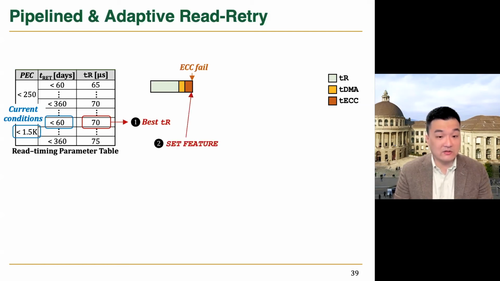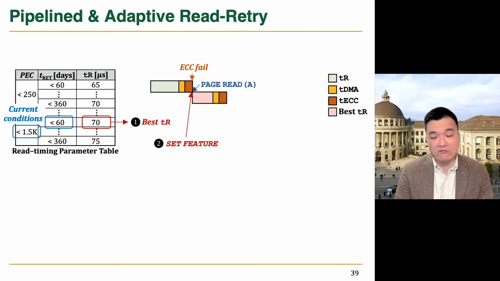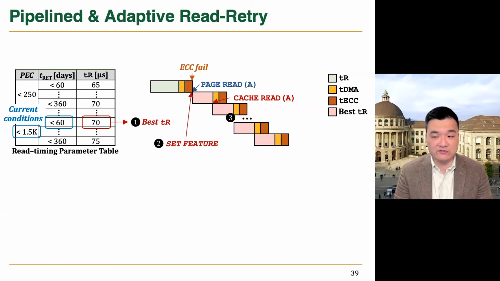Then the SSD controller sets the read timing parameters using the setFeature command, which takes less than 1 microsecond, so that all the retry steps are performed with the reduced timing parameters. The SSD controller starts the first retry step using the regular page read command, while speculatively issuing the subsequent retry steps using the cache read commands.